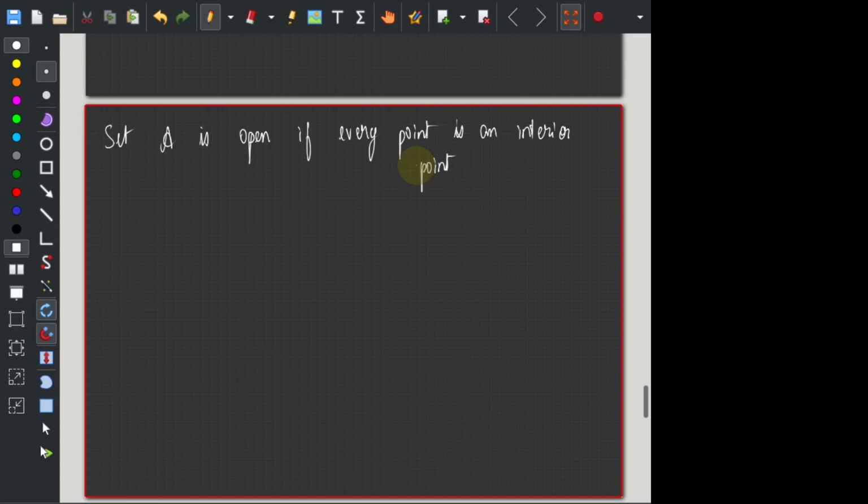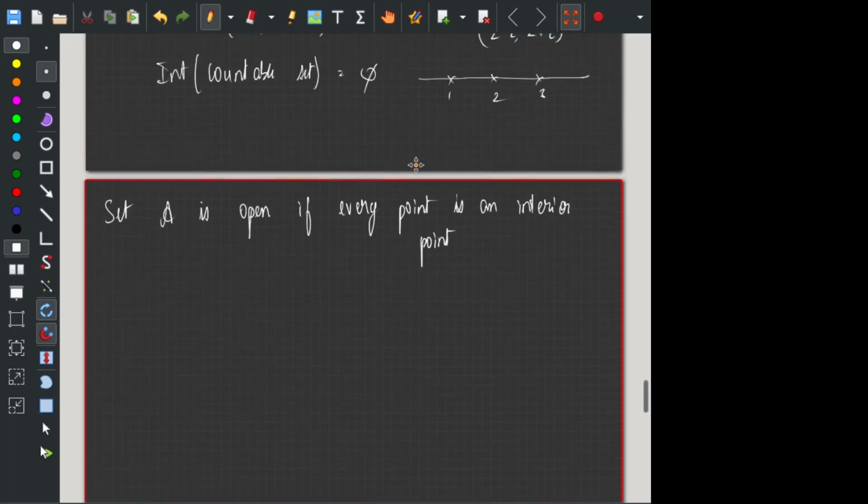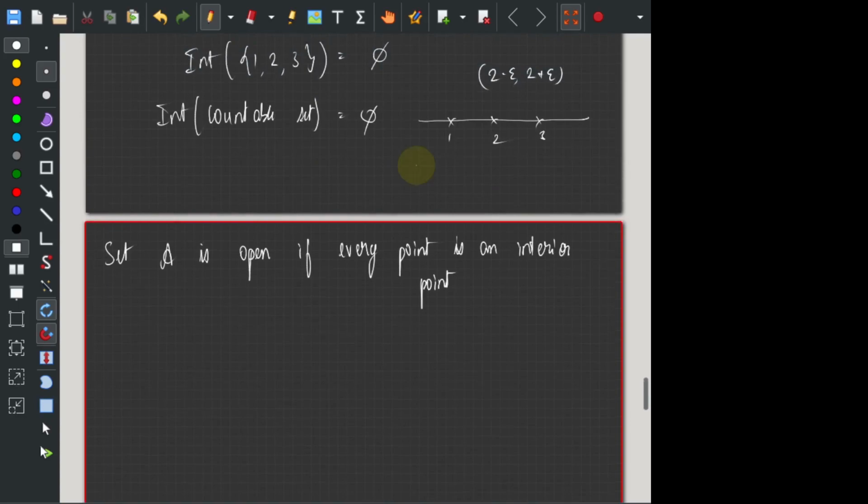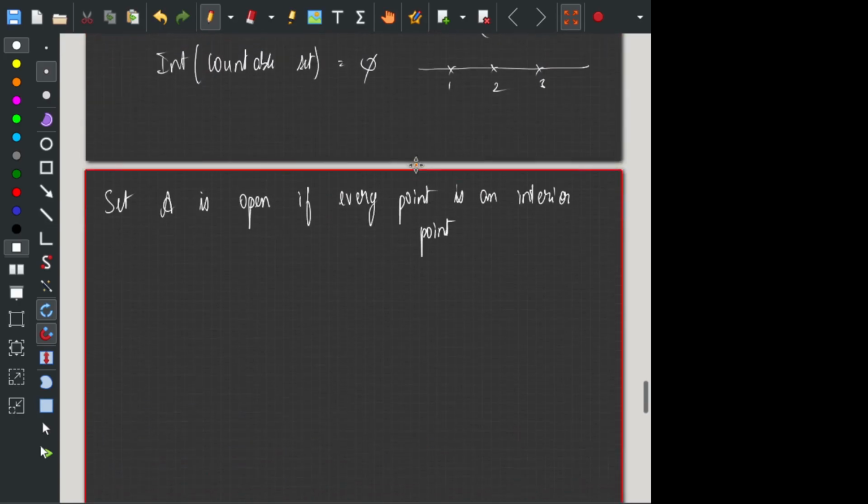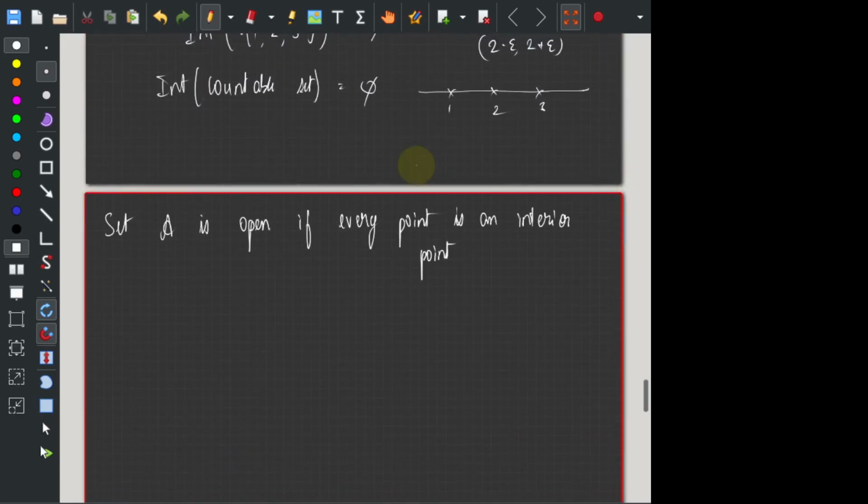So are finite sets open? No, right? Because the interior of any finite set, in fact any countable set, is empty, and therefore every countable subset of R, I should be more precise, cannot be open.